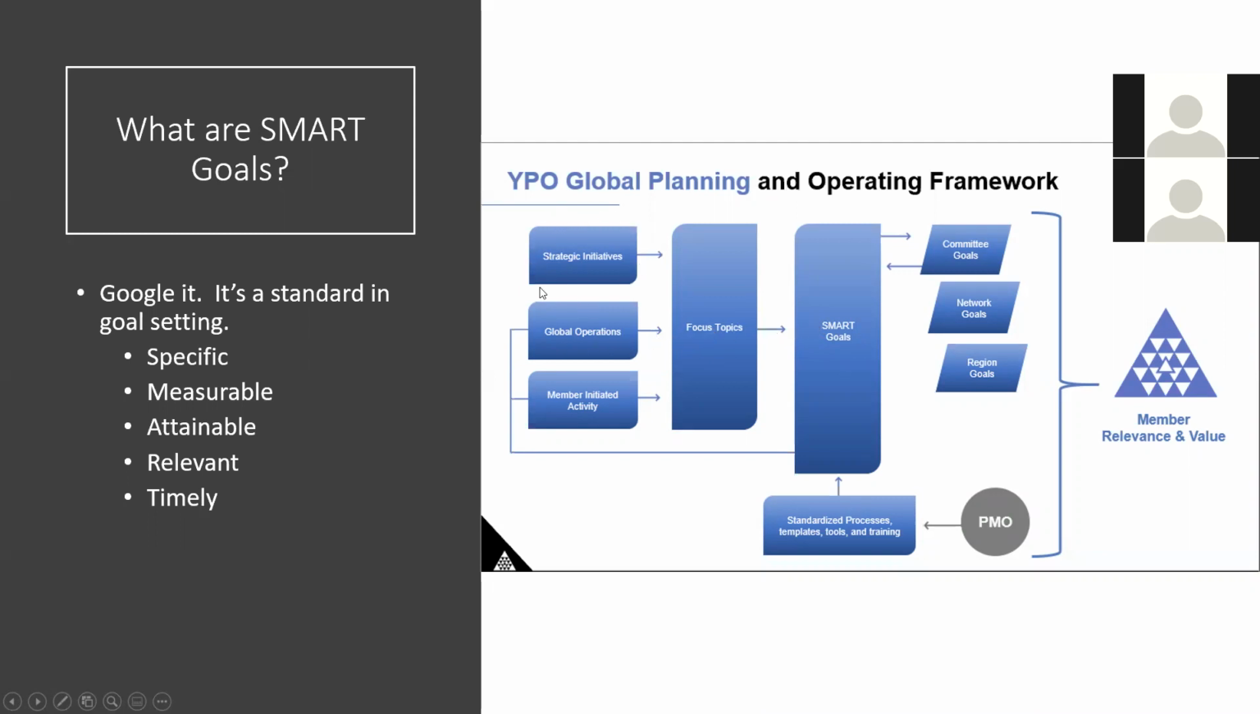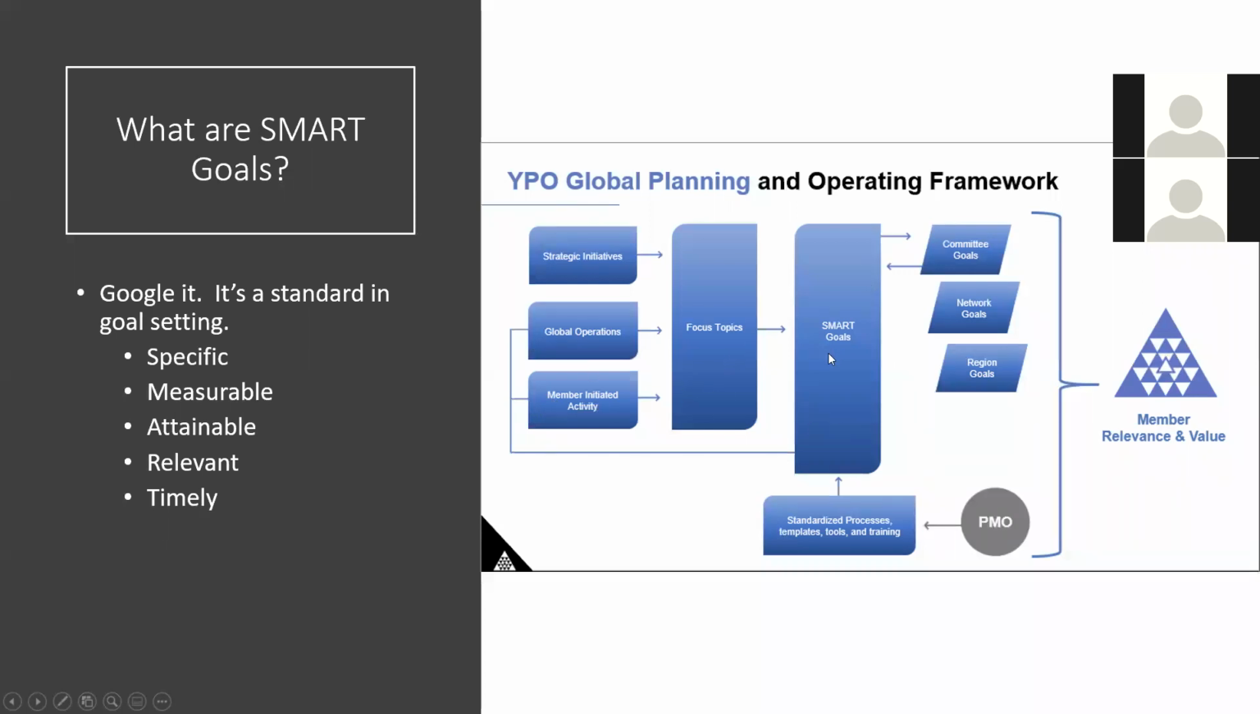Those strategic initiatives are what are being put in right away, but separately, there's other things that come in. So global operations may come up with some projects that are needed to improve YPO, make things more efficient. Creating the PMO was the global operation that is created. We got a SMART goal, but it's not a focus topic. So it could be just directly a SMART goal, or it could be a focus topic, which is a SMART goal. Member initiated activity, sometimes we've got some of that. So that can be a focus topic, or it could just be a SMART goal that's not a focus topic. So keep those in mind.